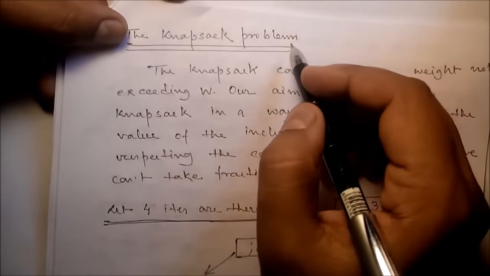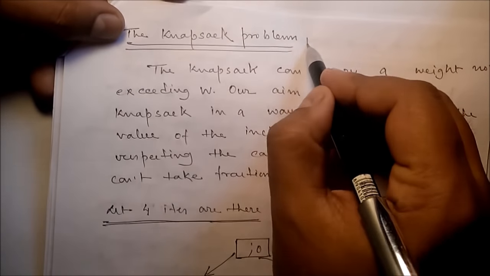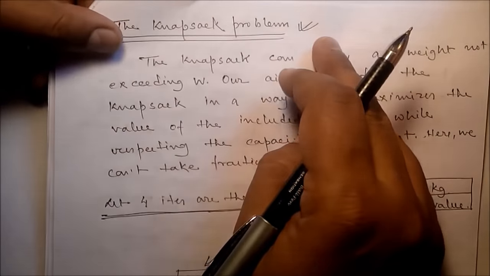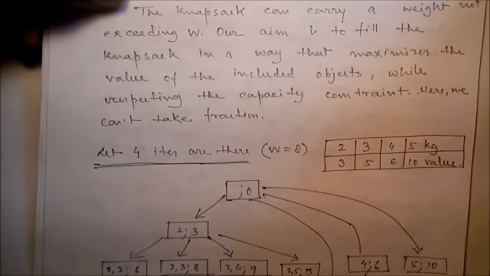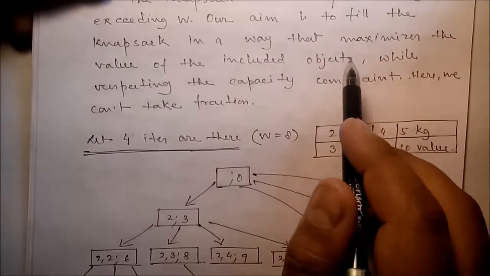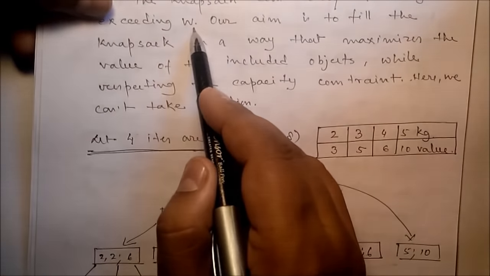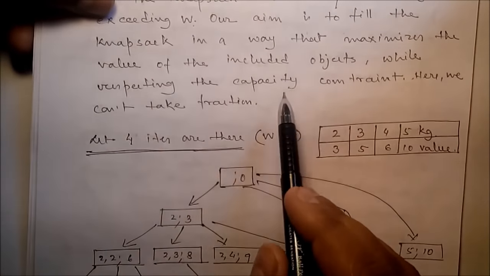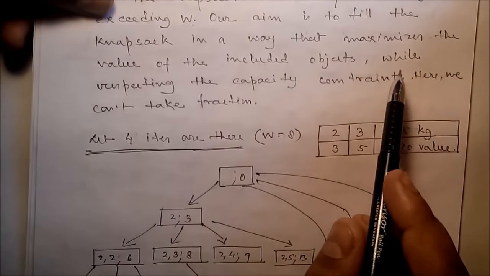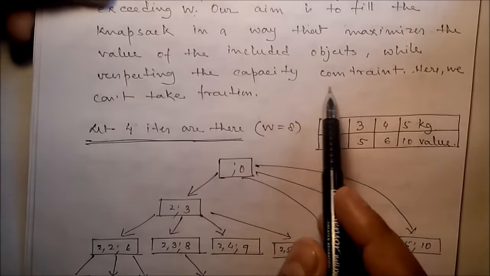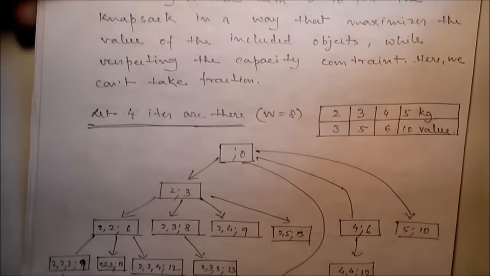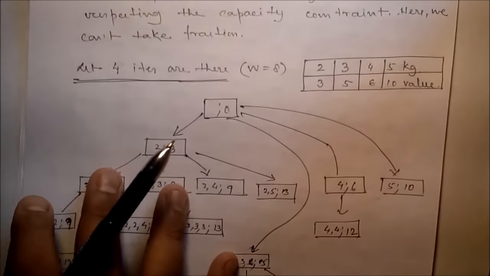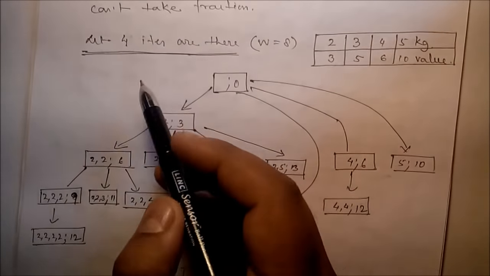Now we'll talk about one problem, that is the knapsack problem using backtracking. Handling the knapsack problem using backtracking. Now already you know what is knapsack. The knapsack can carry a weight not exceeding W. Our aim is to fill the knapsack in a way that maximizes the value of the included objects while respecting the capacity constraint. Here we can't take a fraction of the item. Now suppose 4 items are there. Now we just see the backtracking problem.